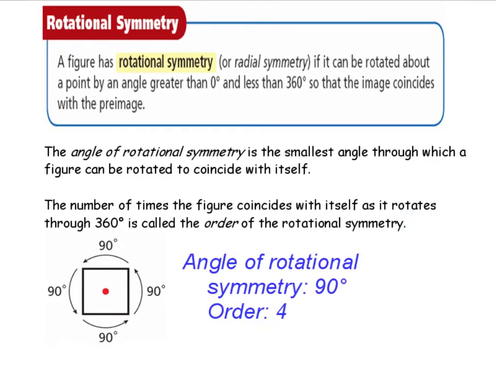So let's talk about this. If I give this image, which is a square here, the smallest angle I can turn it to make it look like itself is 90 degrees. This is called the angle of rotational symmetry, 90 degrees. The number of times I can turn it in 360 to make it look like itself, well, 90 goes into 360 4 times. So the order of this figure will be 4.